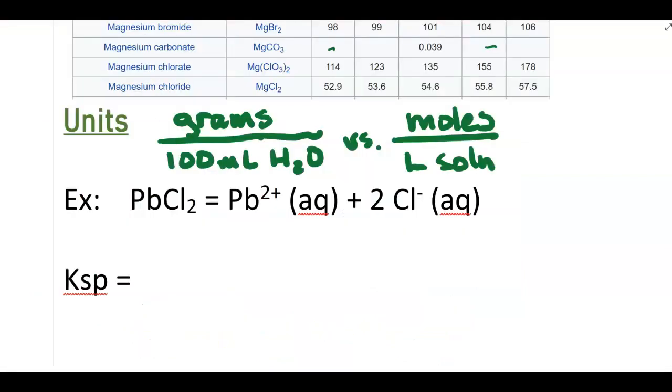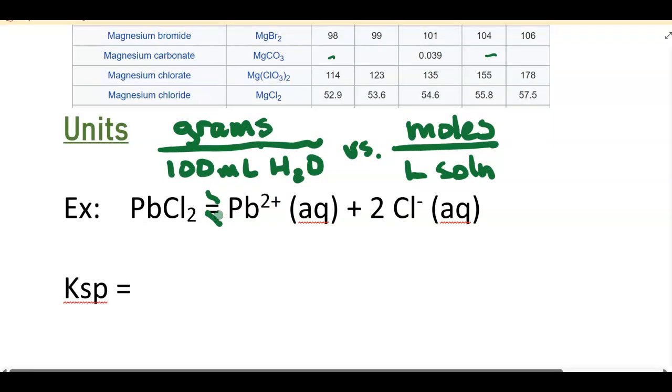When writing net ionic equations, lead chloride tends to be something we memorize to be completely insoluble, but placed in water, a small part will ionize into lead 2 ions and 2 chloride ions. And anything that comes to equilibrium between the together form and the ionized form, we can write an equilibrium expression for it.